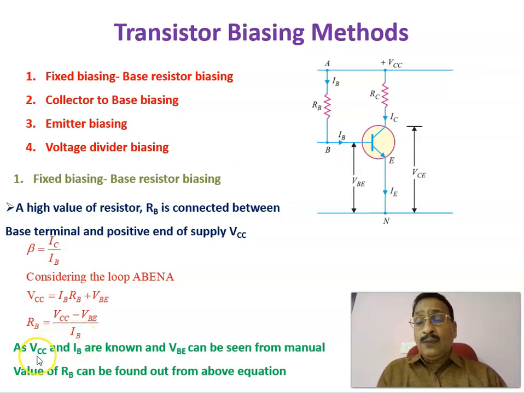Now, VCC and IB are known, the DC voltage and the required IB. Knowing the VBE required to operate in the active region, that can be obtained from the manual. Once you know VBE, VCC and IB, you can calculate the RB required, that is the resistance to be connected between VCC and base terminal. Therefore, the value of RB can be found from the above equation. This is the fixed biasing technique of a transistor.